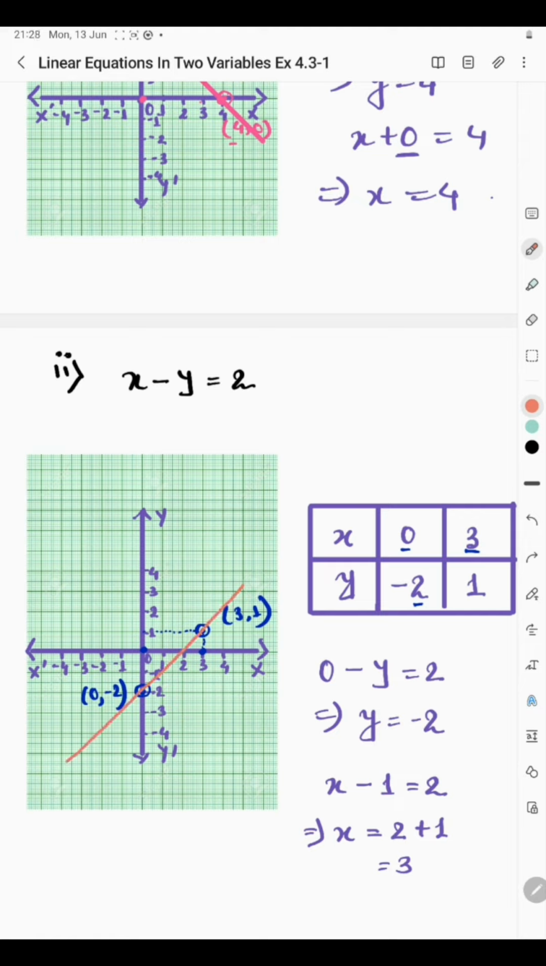Okay. So this is the equation x minus y is equal to 2. We'll write the coordinates along with the equation. Okay. Now moving on to the third part.